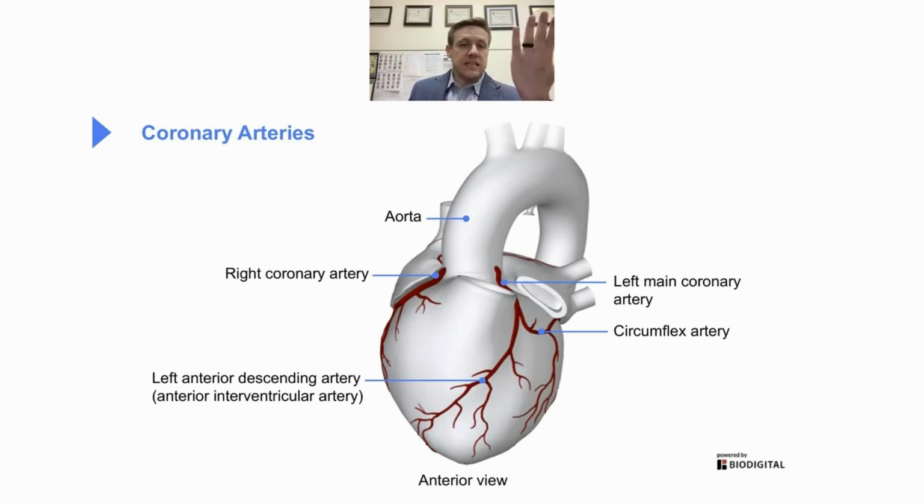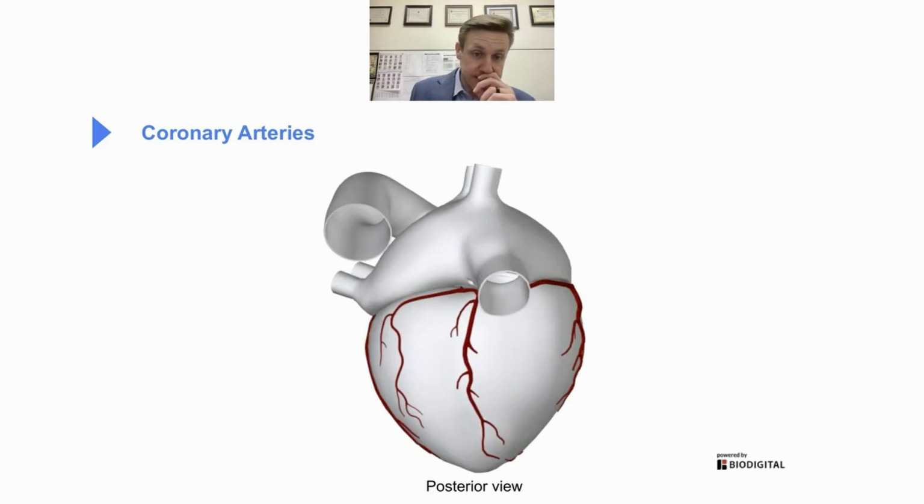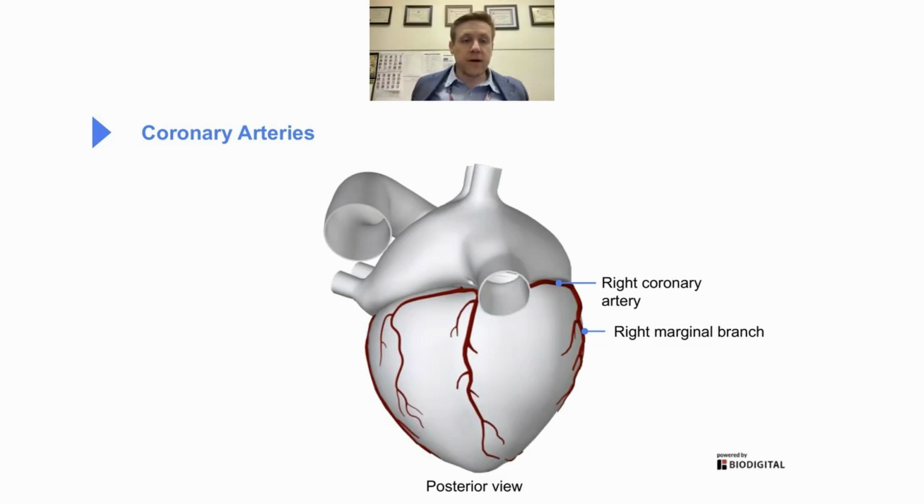So in order to see that continuation, we're going to flip around to the posterior surface, where we see the continuation of the right coronary artery here, still giving rise to branches such as this one at the sort of border between anterior and posterior. We call it the right marginal branch, sometimes also called acute marginal branch. Unfortunately, that's not a great description, unless you remember that acute means right. It's kind of better if we use right marginal branch.